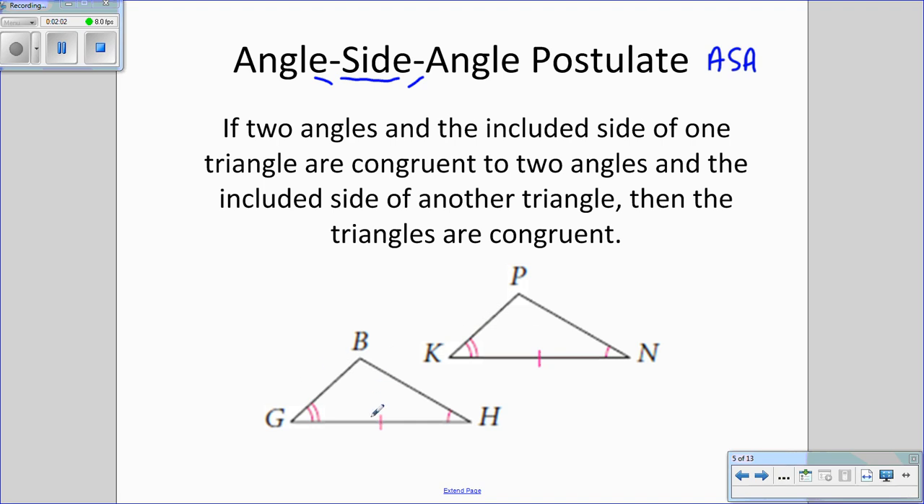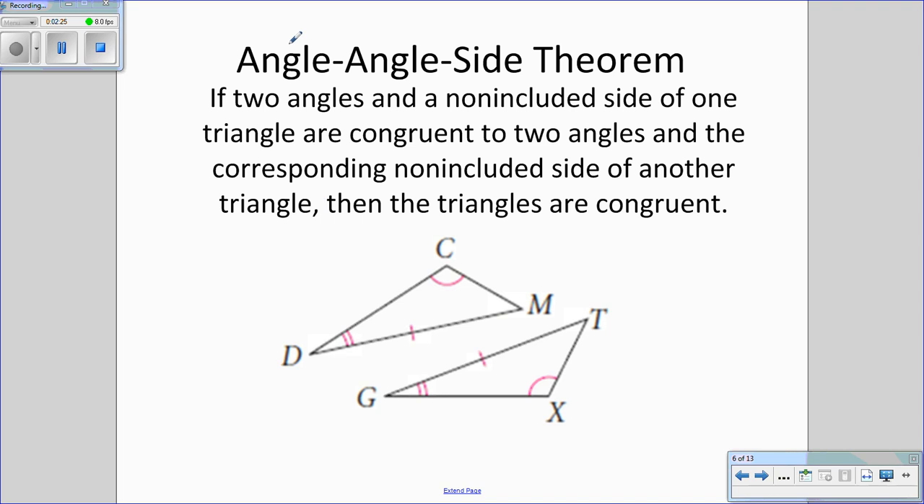So if you look at our example here, we have one pair of congruent angles, and we have a second pair of congruent angles, and we have the two congruent sides that are included between the two angles. So these are congruent by angle side angle.